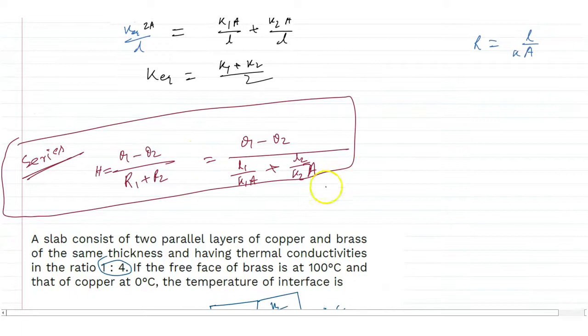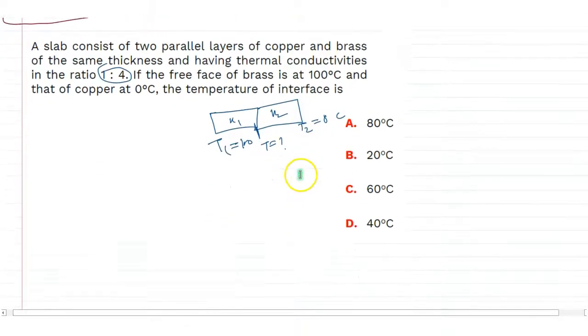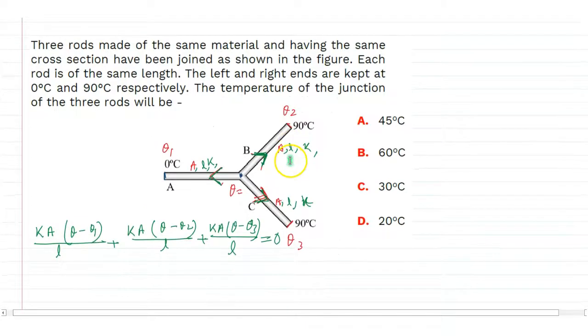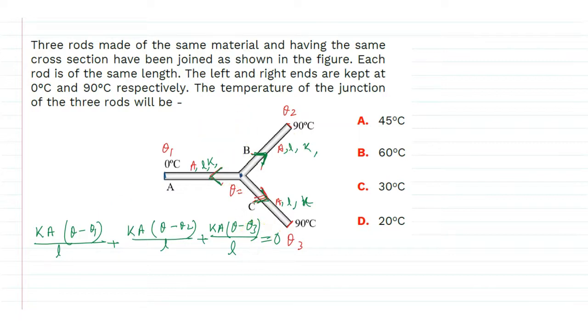And in series, the heat current you can calculate as (theta 1 minus theta 2) by (R1 plus R2), where the denominator is L1 by K1A plus L2 by K2A, like this. These questions are very easy, you can calculate. I will explain this problem.